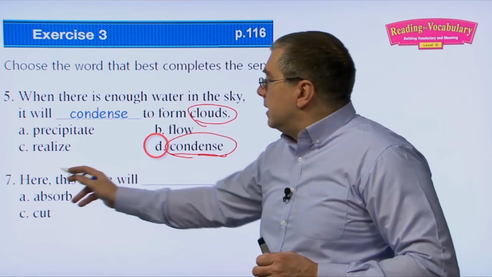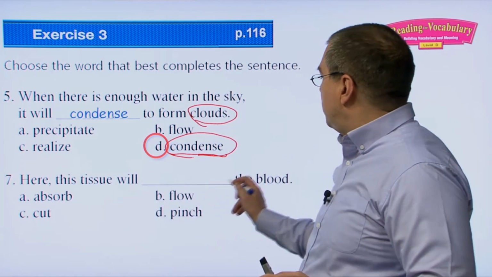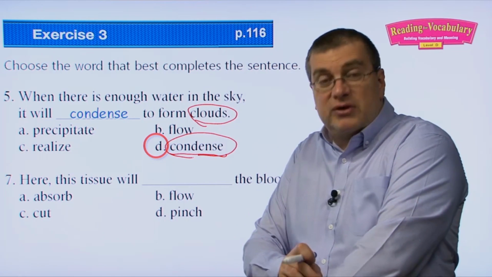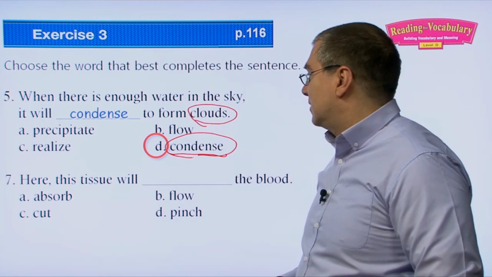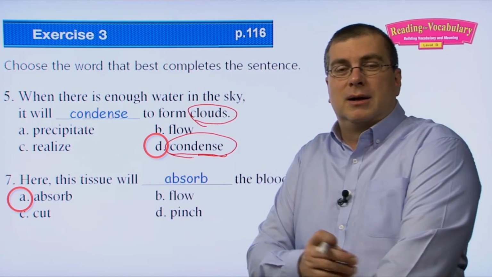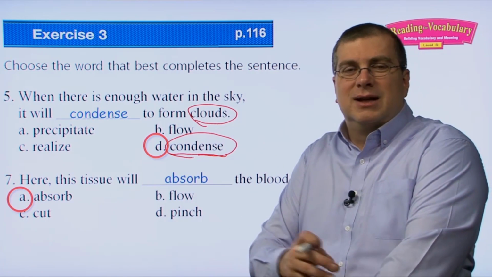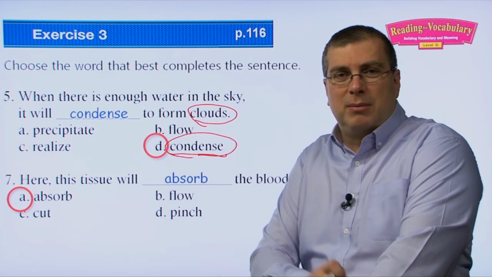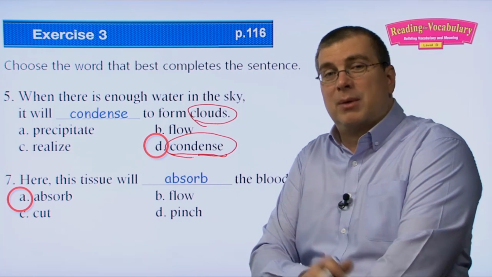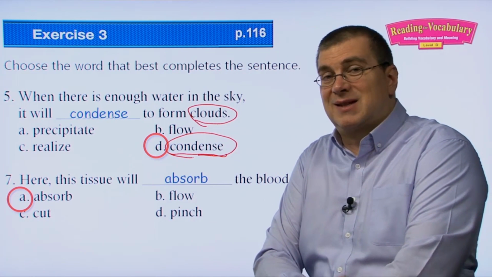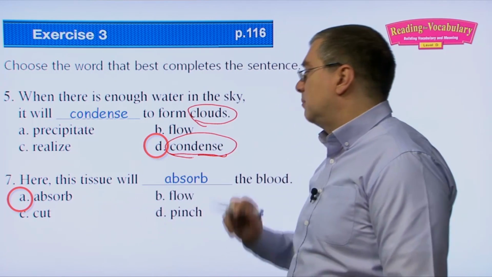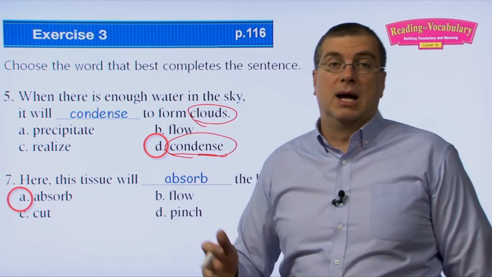Okay. 7, here this tissue will beep the blood. So if you're bleeding, oh no, you have to absorb the blood, right? I just gave you the answer, right? This tissue will absorb the blood. You need to not drink it in, but you need to soak it in. You need to stop that blood. So you use a tissue or maybe a bandage to stop the blood. It will absorb the blood and then stop the bleeding. Absorb, not flow, not cut, not pinch, but to absorb the blood.